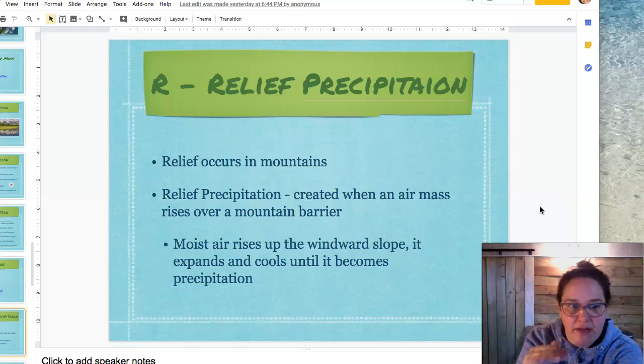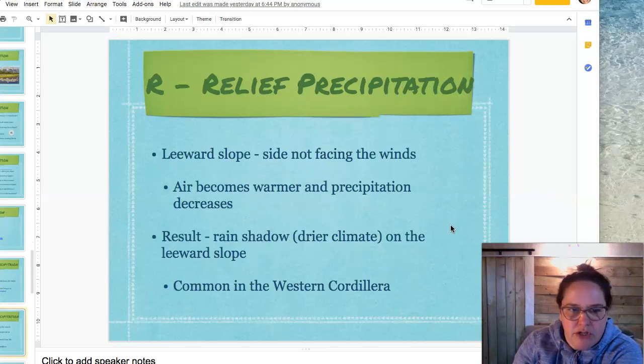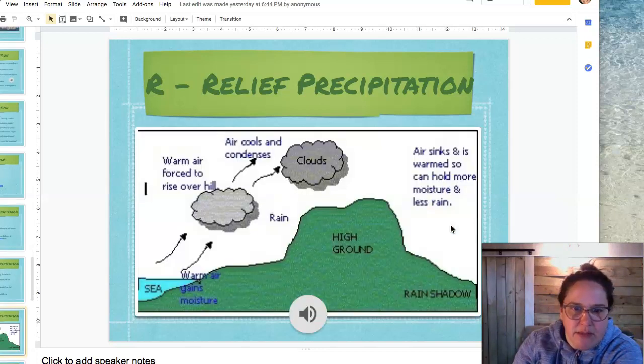So you have the mountain, and actually I'm going to illustrate this with a picture in a second here. So it's when air mass rises up over a mountain barrier, the moist air rises up the windward slope, and it cools to become precipitation. So I want to show you that in a picture. I will show you what the leeward slope looks like on the other side, and rain shadow. We can do this best with this picture.